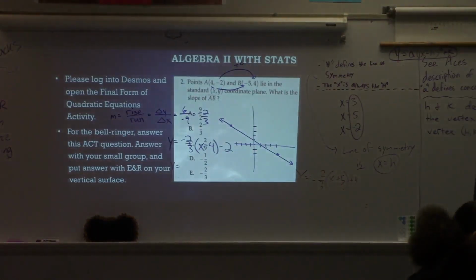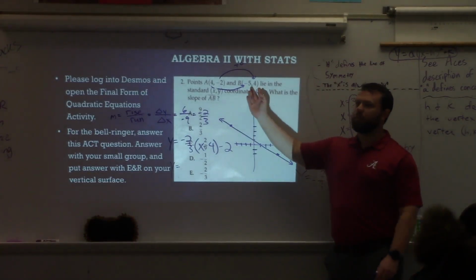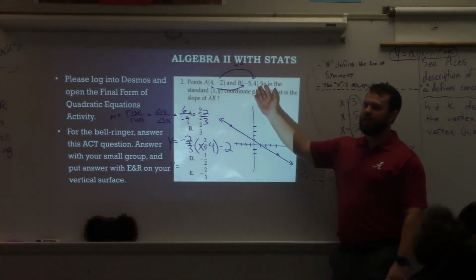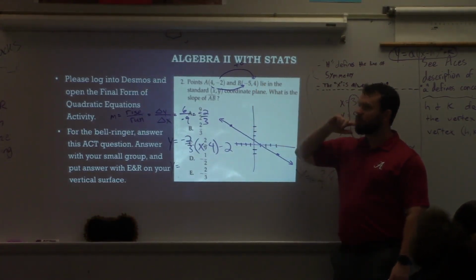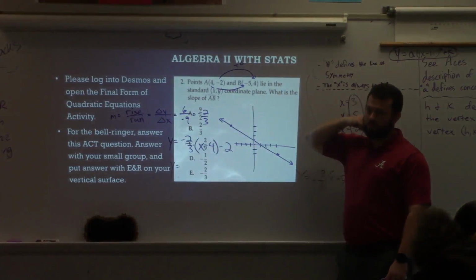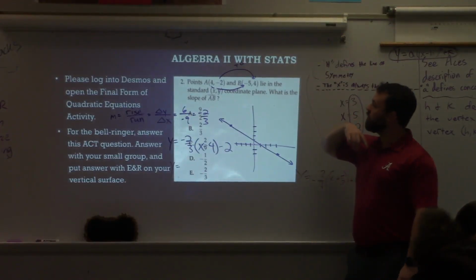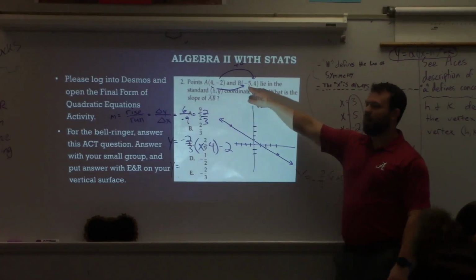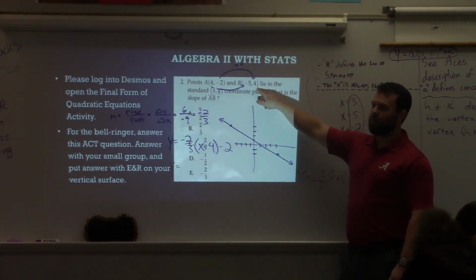All right. So this time, to get to this point, what translations do we have to have? We have to have left 5 and up 4, right? Left 5 and up 4.